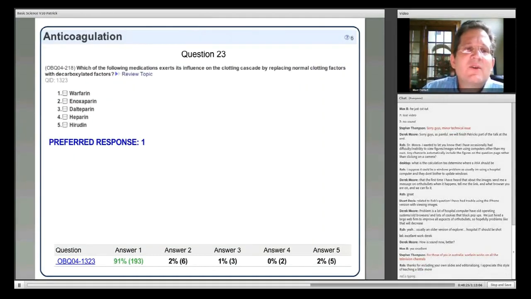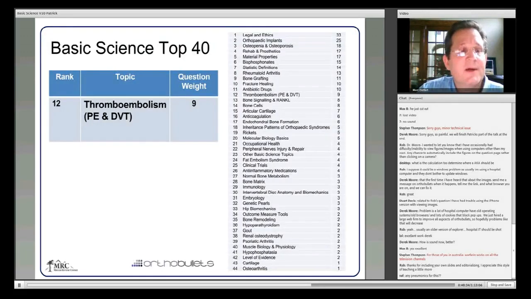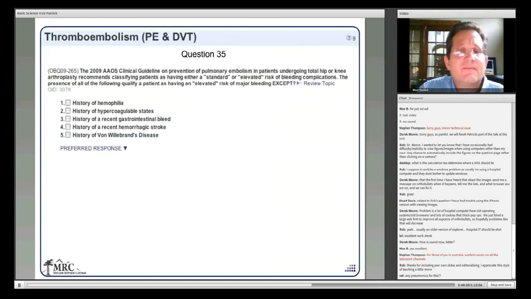So when we get back to the question, which one works by replacing the normal clotting factors with decarboxylated factors? The answer, number 1, and nearly all of y'all got it right. Way to go. A little bit more on blood clots.